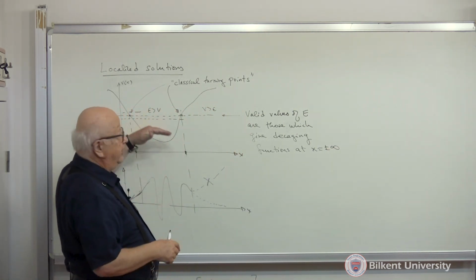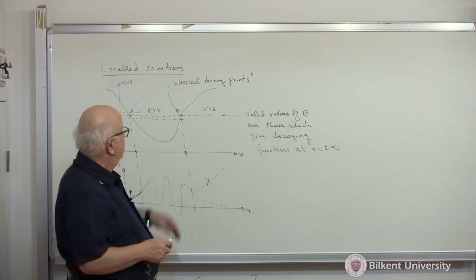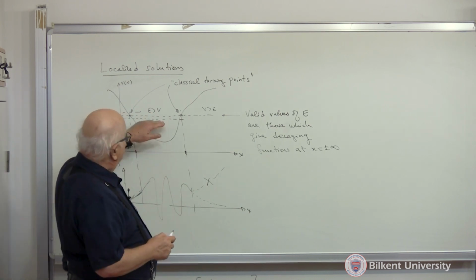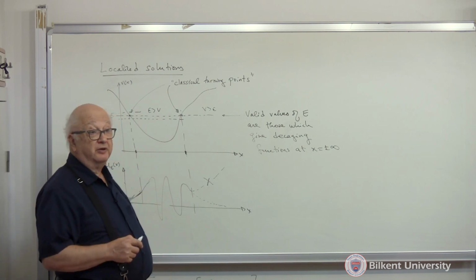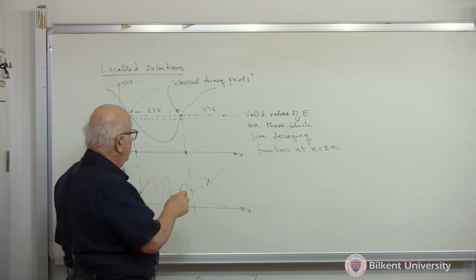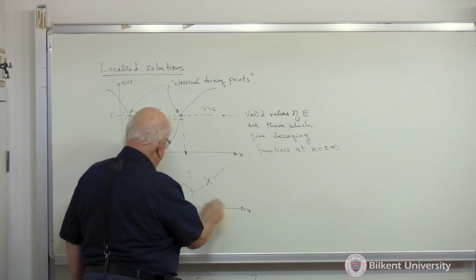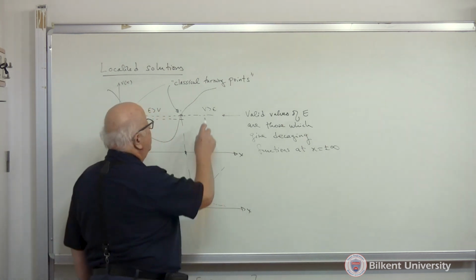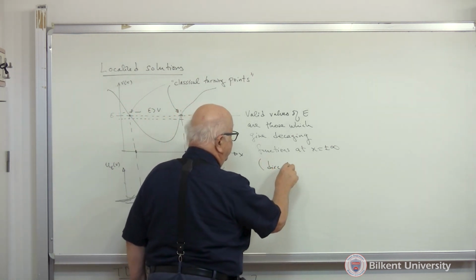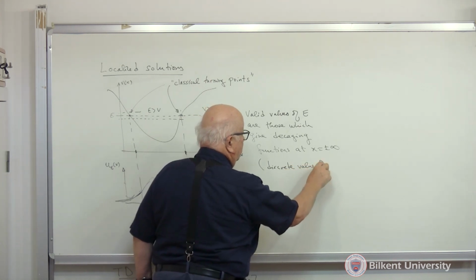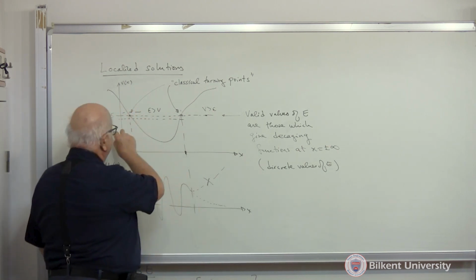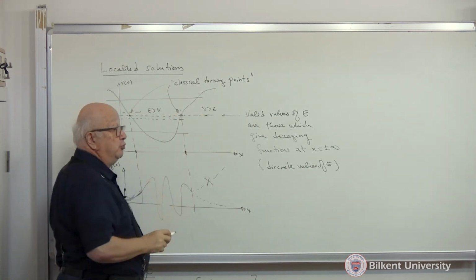Not everything will actually give me a decaying solution, so those other E values are not going to be physical. The physical values, the valid solutions, will be ones that actually give decaying functions over there. So they will be discrete values. This will correspond to certain discrete values of E. So there will be only certain values which correspond to proper solutions.